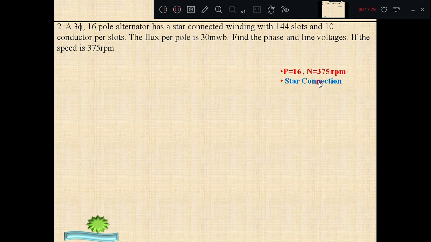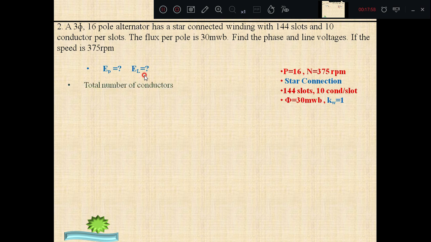That is why it is marked in blue color here, because this is not given data, but alternators are connected in star. Therefore, you have to take the default star connection. Then 144 slots and 10 conductors, and the flux per pole is 30 milliweber. And kW here, once again, the winding factor is not mentioned. Therefore, straight away kc and kd equal to 1 you have to take. Therefore, kW is equal to 1. What is asked is the phase voltage and the line voltage.